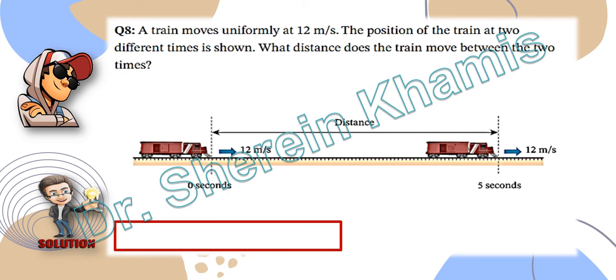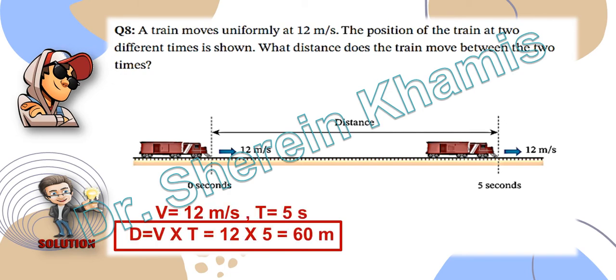We have speed 12 meters per second and time starting from 0 to 5, which means the time is 5 seconds. So v equals 12 meters per second, t equals 5 seconds. To get the distance, distance equals speed times time. So we will have 12 times 5 giving 60 meters. It is the right answer for our question: the distance that the train will move is 60 meters.